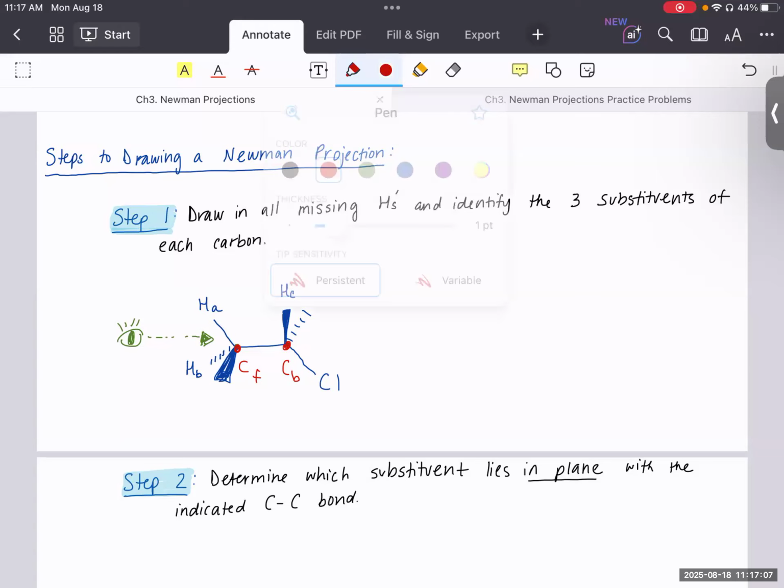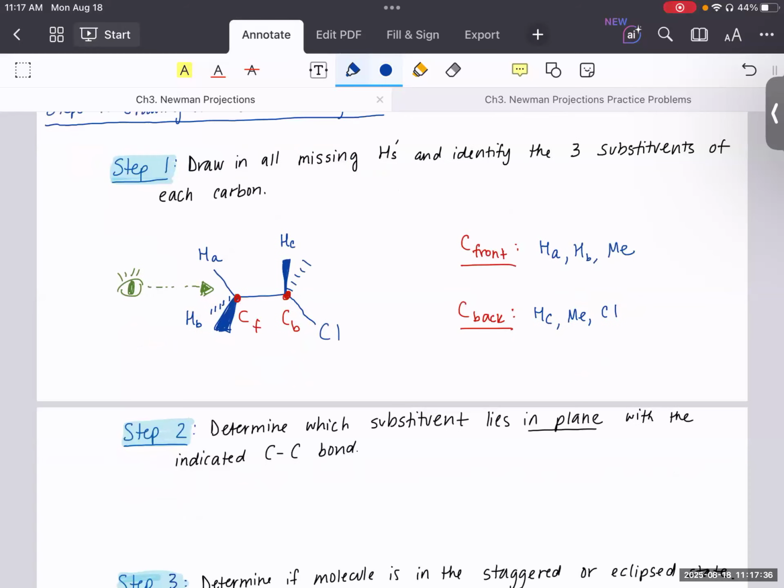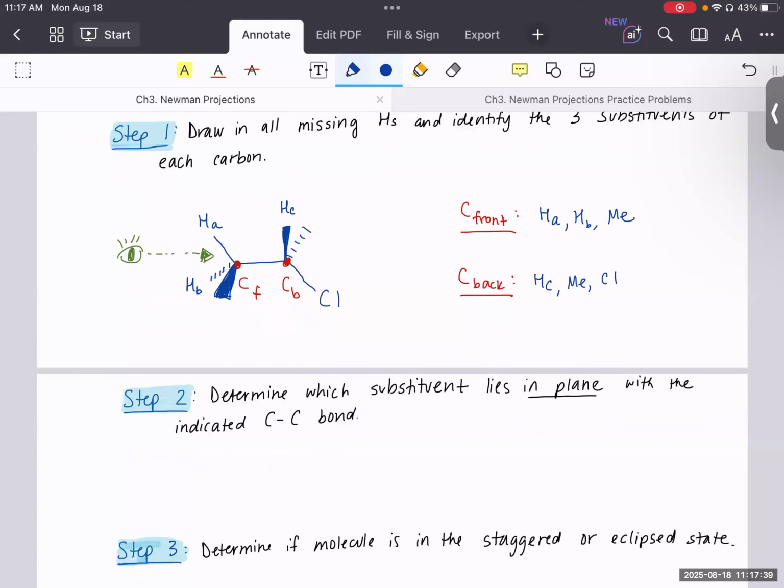And so altogether, we know that the front carbon has 2 hydrogens and a methyl group. So HA, HB, and a methyl group. And then that back carbon has a HC, a methyl group, and chlorine. And just to help differentiate the different hydrogens, I'm going to label them HA, HB, and HC. For your class, you likely don't have to do this. You could probably just label them all as H.